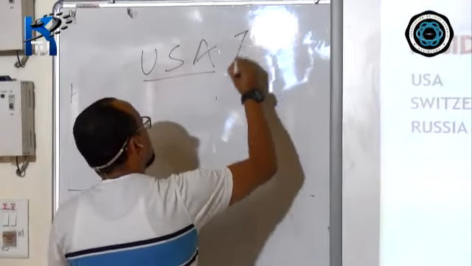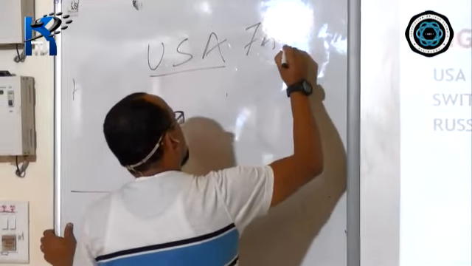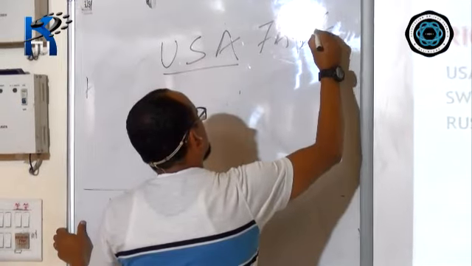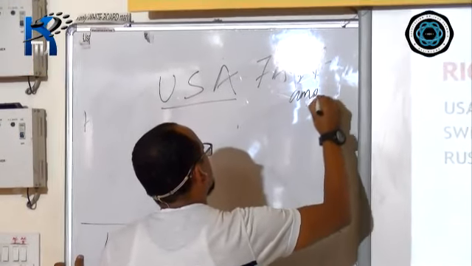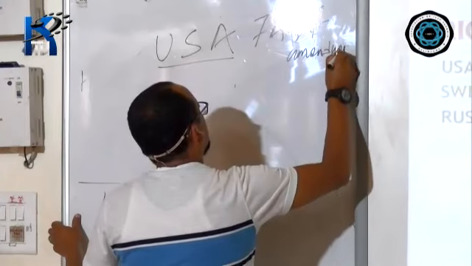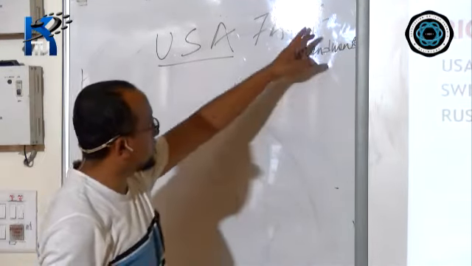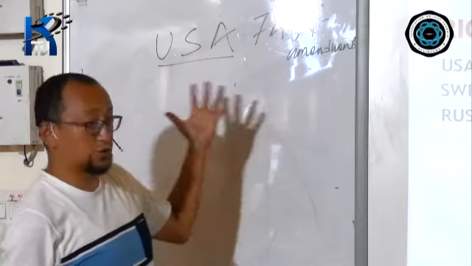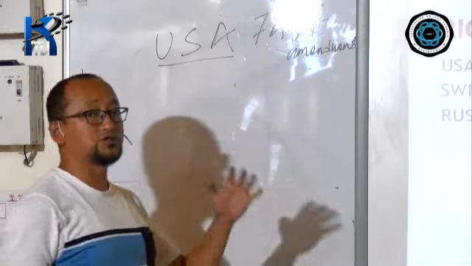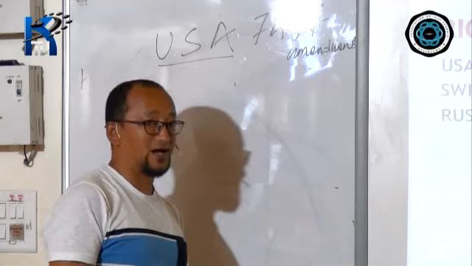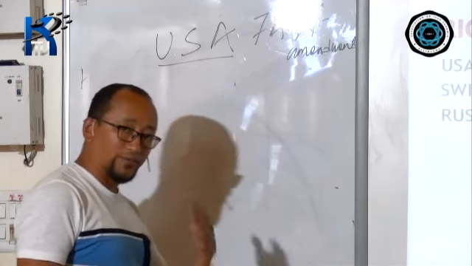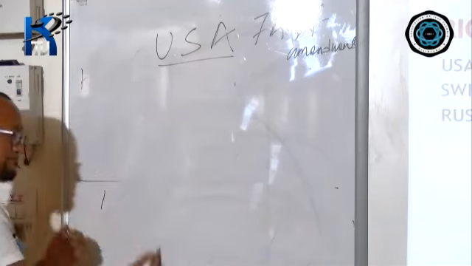Let me write here so that at least you all may remember. 7 articles and 27 amendments. So till date, there are only 27 amendments. Because of this, we can say the American Constitution is the most rigid constitution in the entire world. The procedure, please have a look over here.